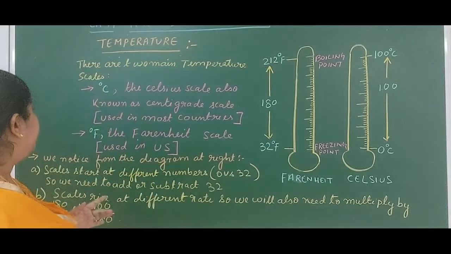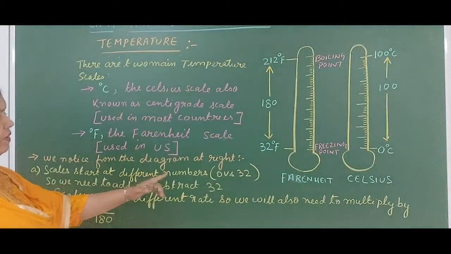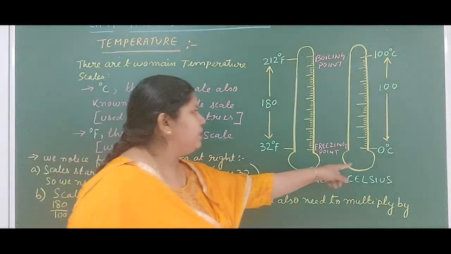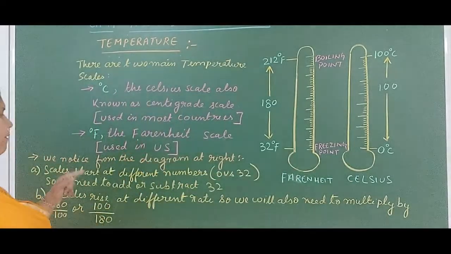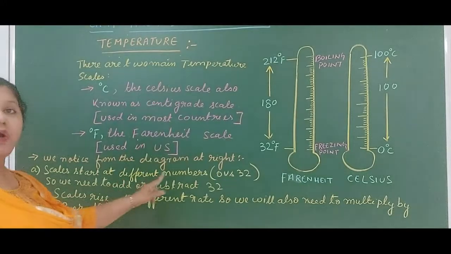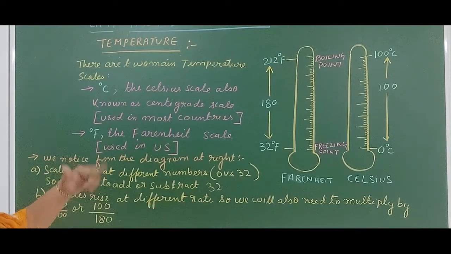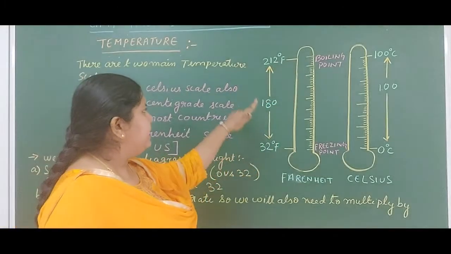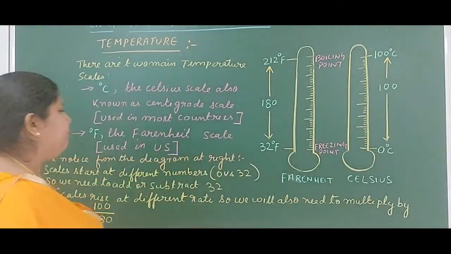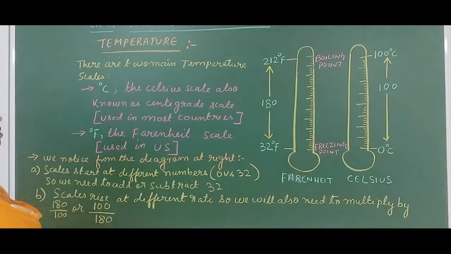For example, the scales start at different numbers: here it is starting at 0 degree and here it is starting at 32 degrees Fahrenheit. So this means that in our formula we either need to add or subtract 32. Second case, the scales rise at different rates. Here the scale is rising by 100 degrees and here it is rising by 180. So that is why we will need to multiply by 180 by 100 or 100 by 180.